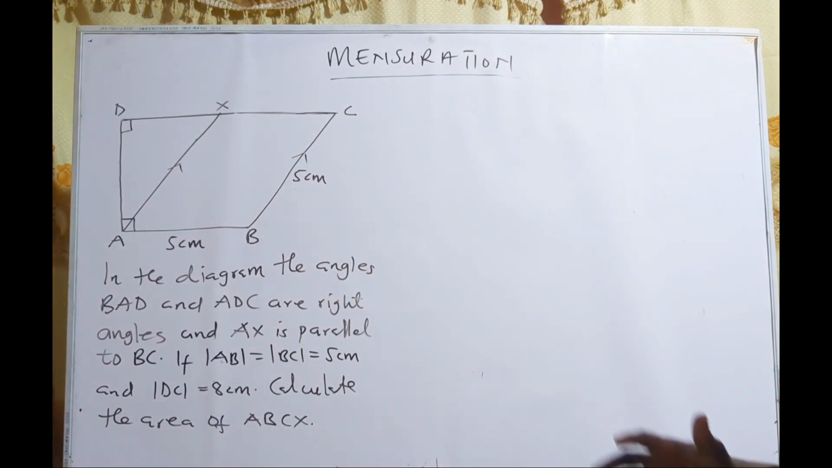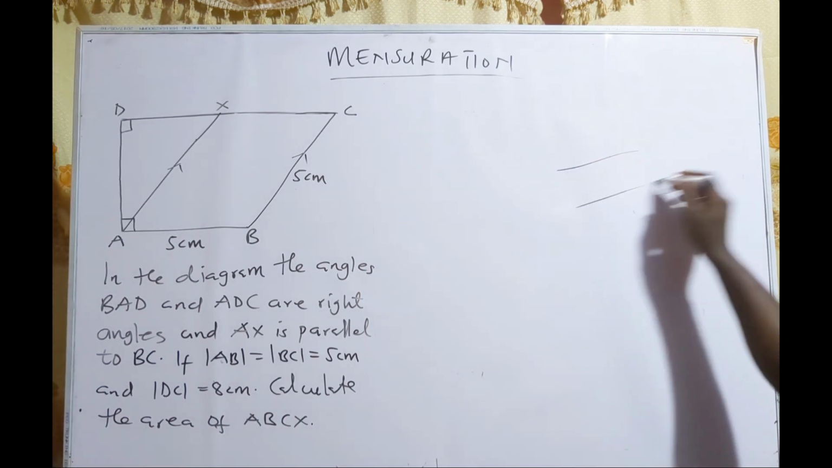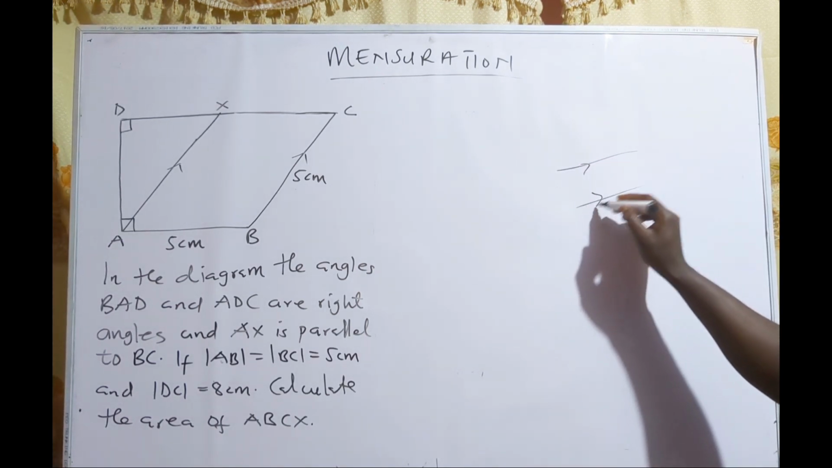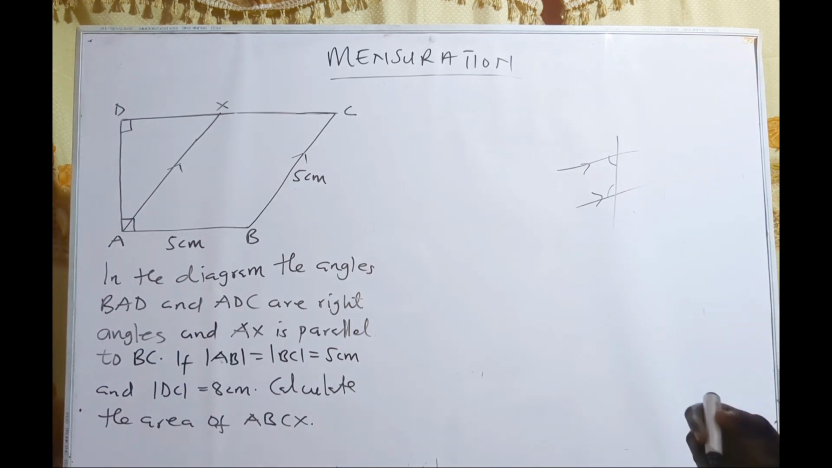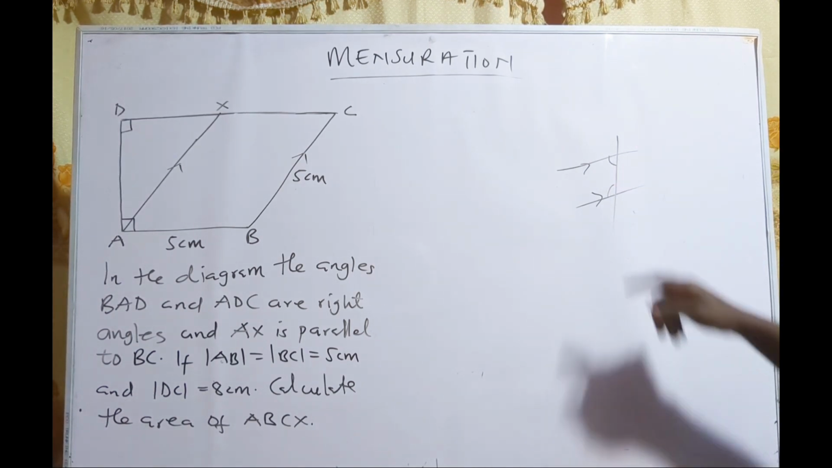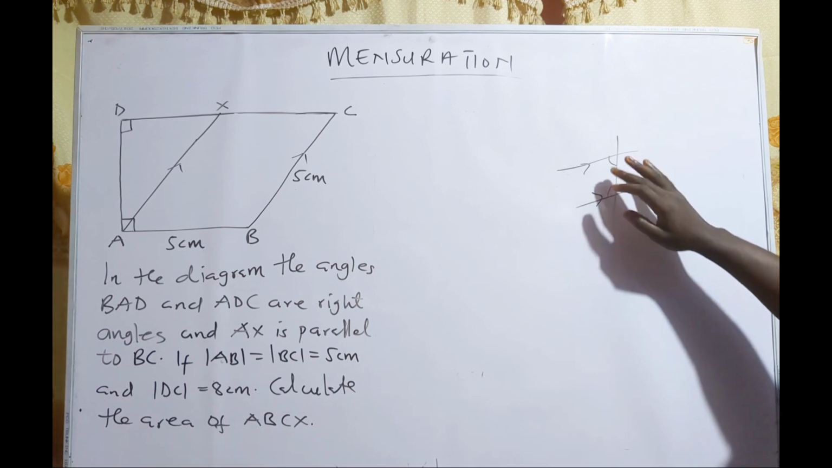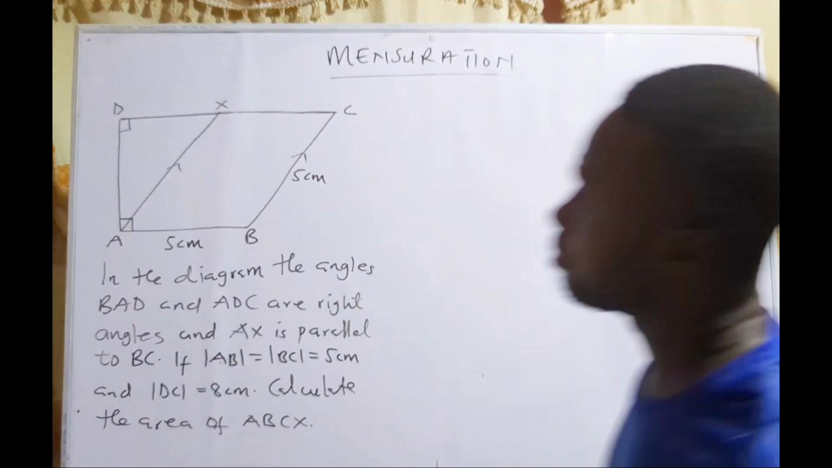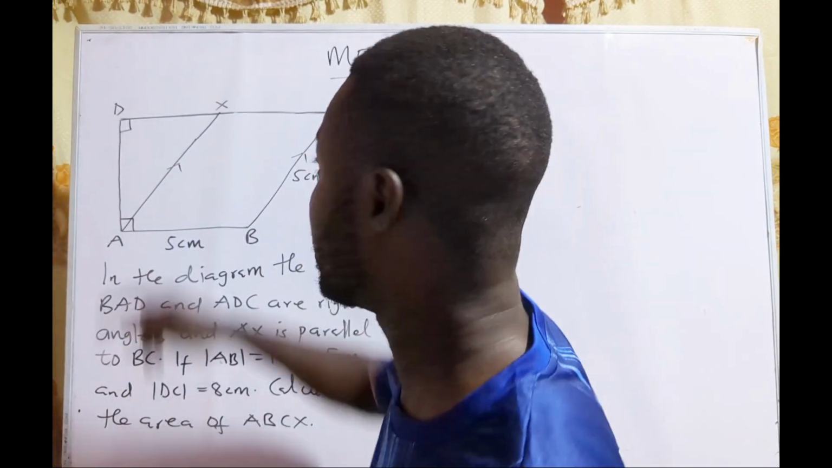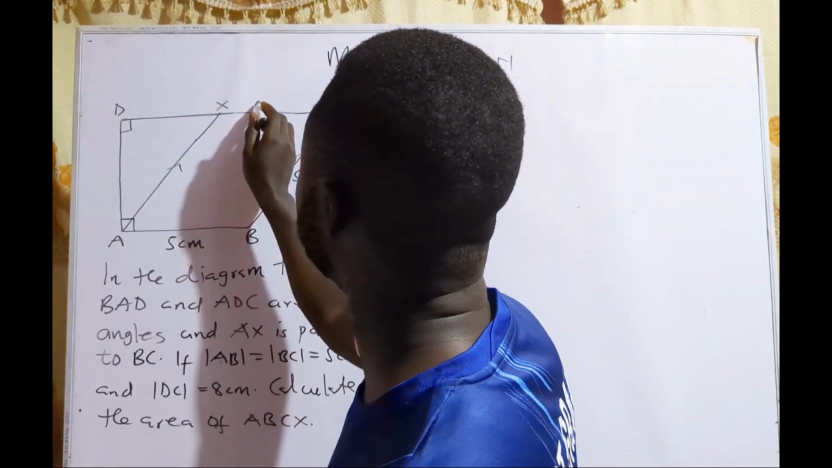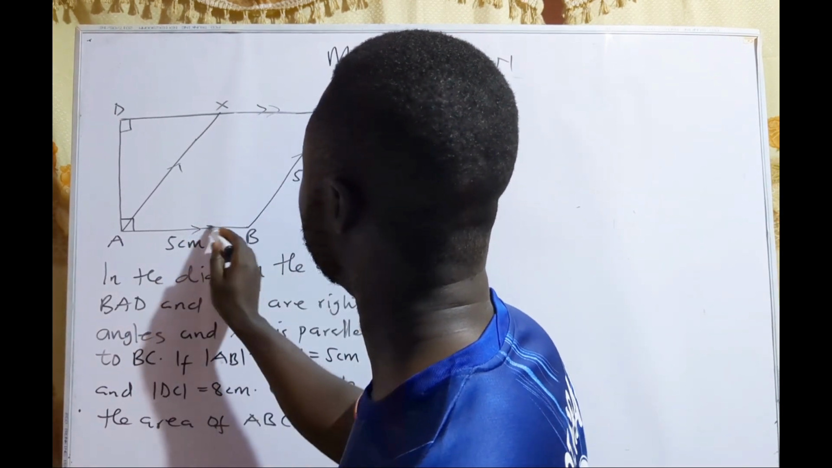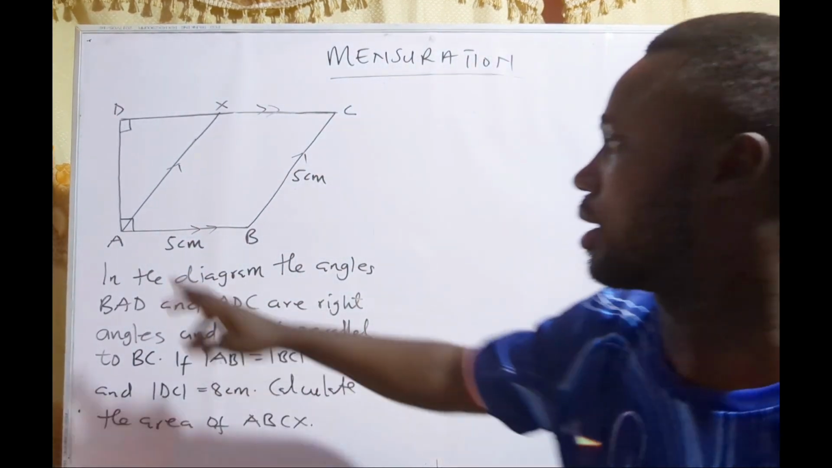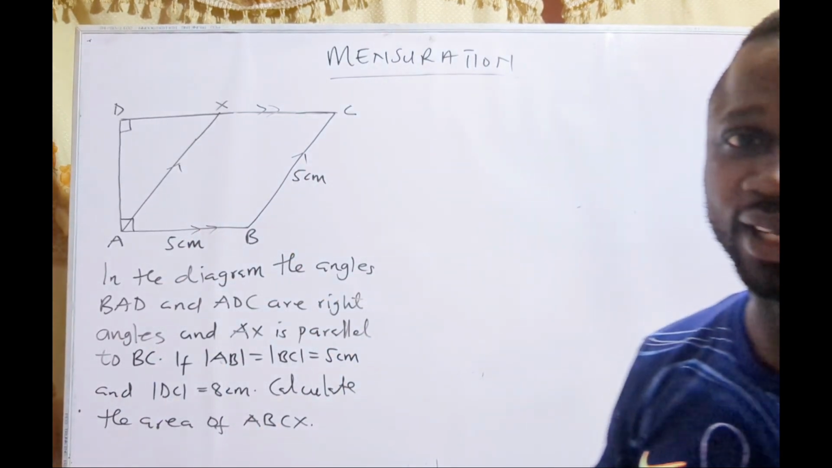If two sides are parallel, then their co-interior angles add up to 180 degrees. So if you draw two parallel lines like this, we know that this and this are co-interior. Co-interior angles will add up to 180. So here is 90, here is 90. So what does it mean? That this line is parallel to this line. Then my ABCX becomes a parallelogram.